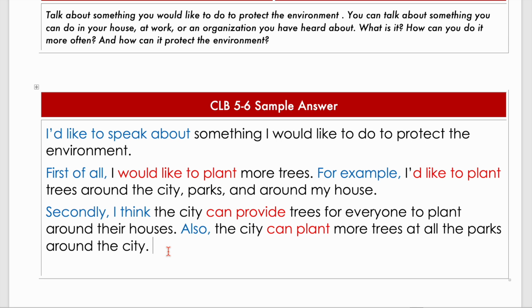So everyone, we don't need to explain so much, just a few ideas, especially for 5-6, a few ideas. And it's better we get to the last question. How can it protect the environment?